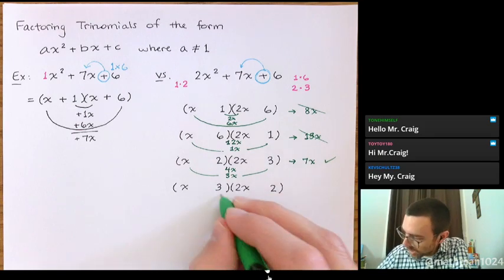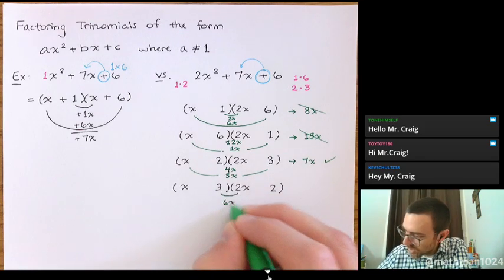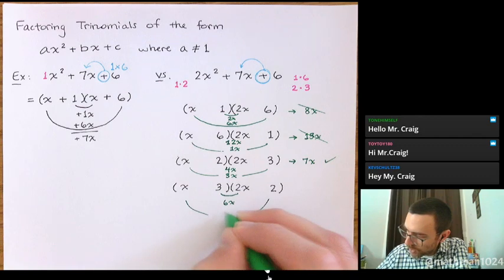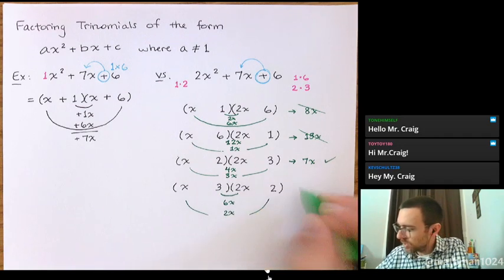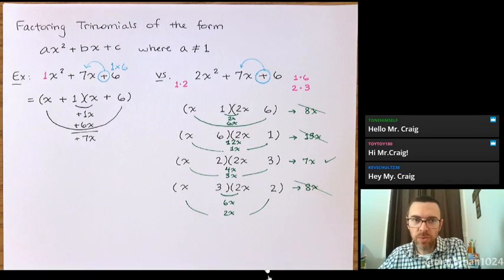Now here, if I do this one, there's 6x, and on the outside, you're going to get 2x. So this leads us to 8x, which is not going to work.